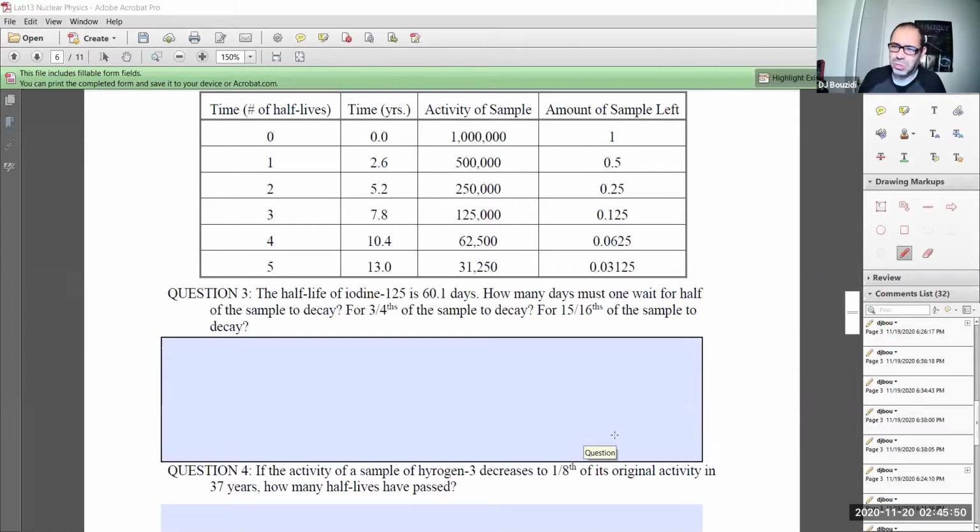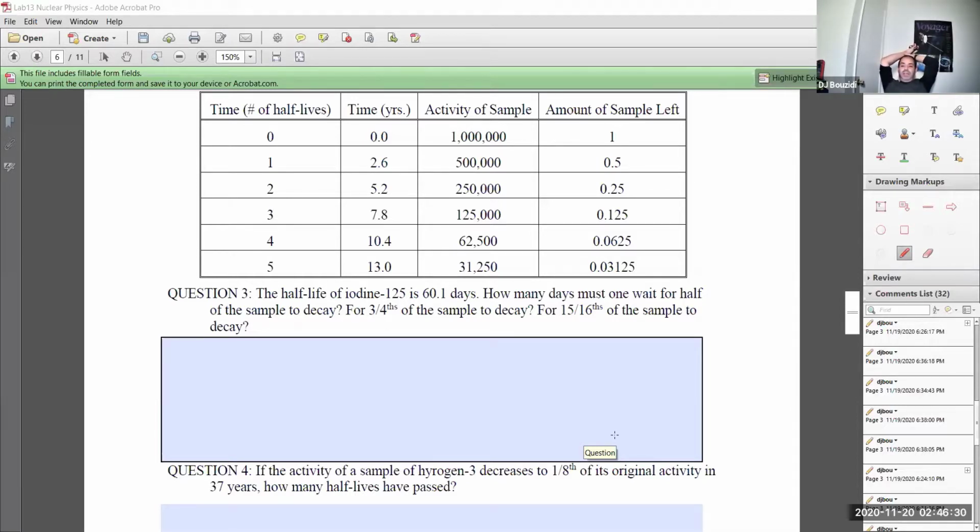Now, for 3/4 of the sample to decay. Is it 90.2 days? Wait, I'm confused. It's 120, right? Wait, 120.2. Okay, so half of it is gone after 60 days, correct?